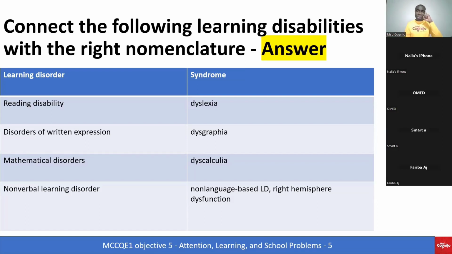So if you see someone with learning disability and you have A, dysgraphia, B, dyscalculia, C, dyslexia, D, whatever, you know exactly what goes with what. So reading disability is dyslexia. Disorders of written expression is dysgraphia. Mathematical disorders is dyscalculia. And non-verbal learning disorder is either non-language-based learning disorders or right hemisphere dysfunction.